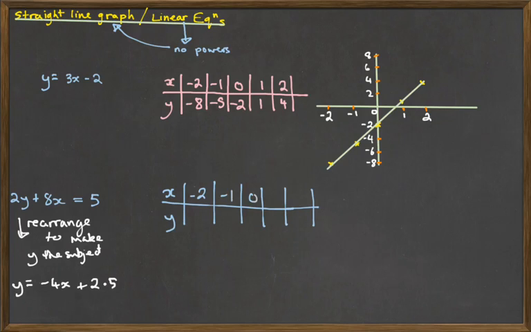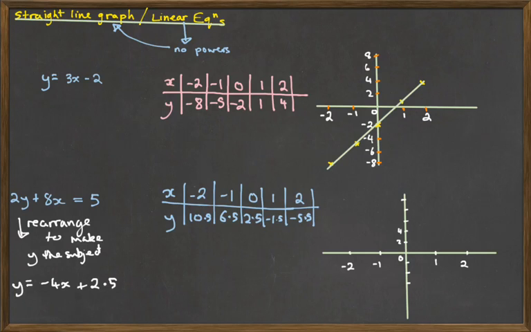So if I put minus 2 into the equation, minus 2 times minus 4 is 8, plus 2.5 is 10.5. Minus 1 times minus 4 is 4, plus 2.5 is 6.5, etc. Okay, plotting these points, I have done this for you on the graph, but you end up with something like that.